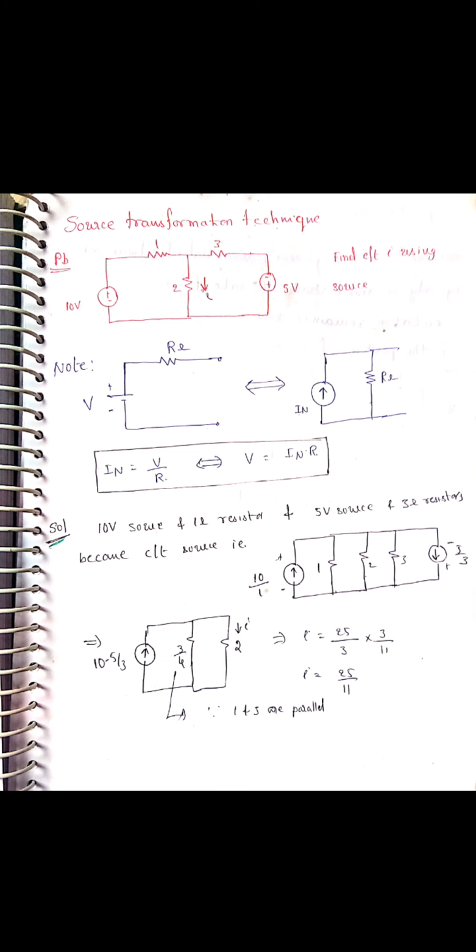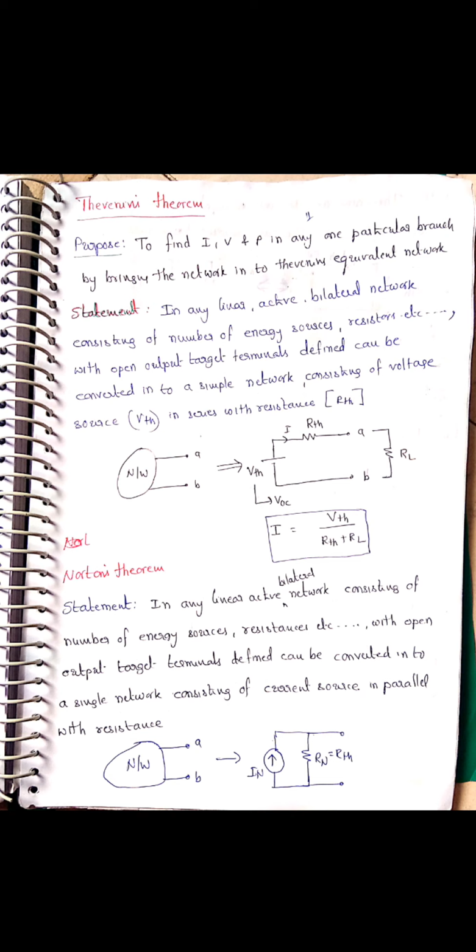The next topic is network theorems. Before going to each and every theorem, first we have to know what the purpose of theorems is. The purpose of theorems is, in a complicated network, to find current, voltage, power in any one particular branch of a network, we use theorems.